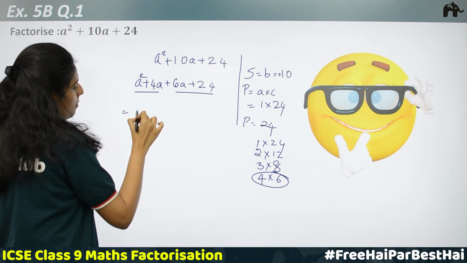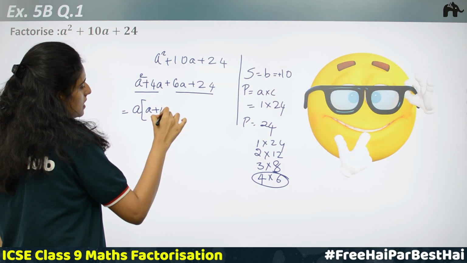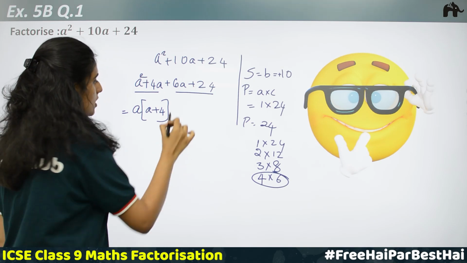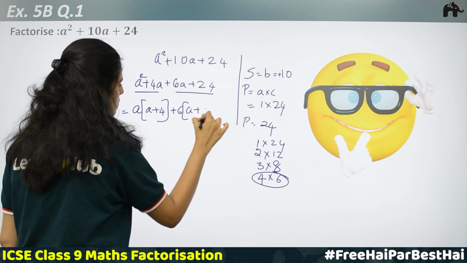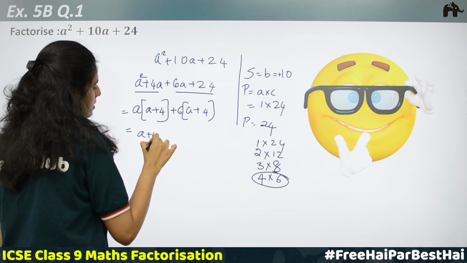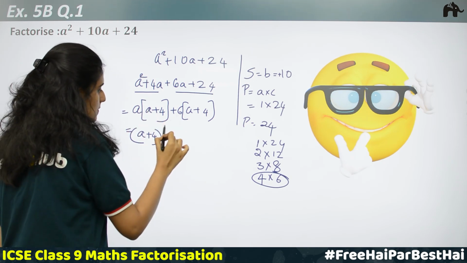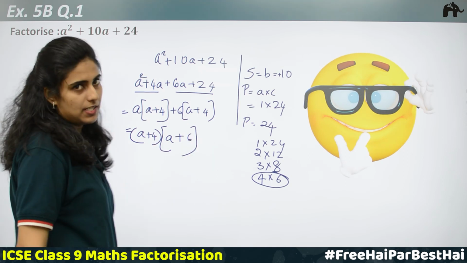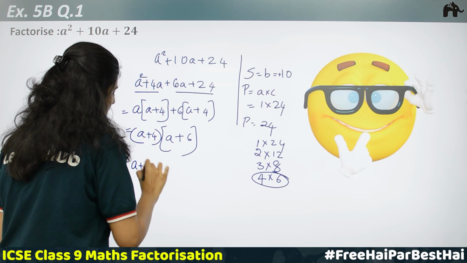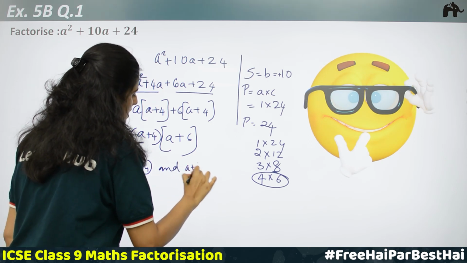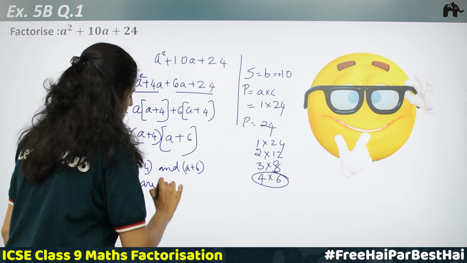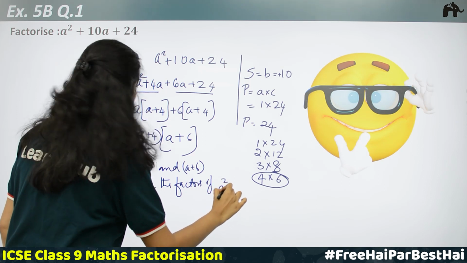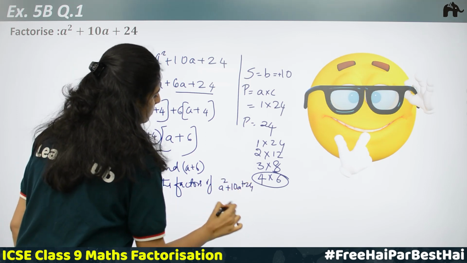Grouping. Taking common out. A is common. So a plus 4. Here what is common? 6 is common. 24 is 6 into 4. So plus 6 into a plus 4. Now a plus 4 is a common factor from both these terms. Taking out, remaining we have a from here and 6 from here. A plus 4 into a plus 6. So a plus 4 and a plus 6 are the factors of a square plus 10a plus 24.